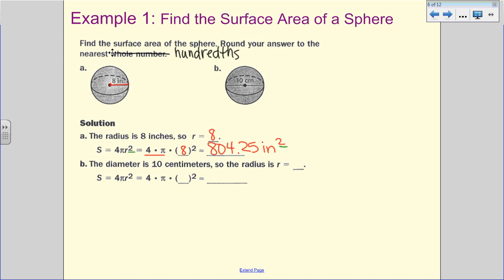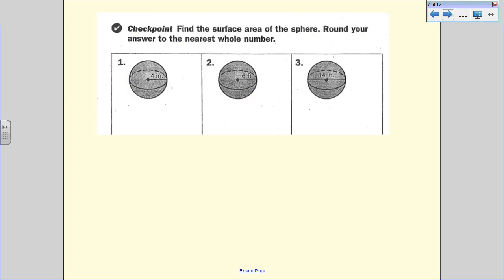All right, let's take a look at the next one. The diameter is 10 centimeters, so we're going all the way across in this diagram, but I only need the radius for my formula, so that means I want to use only half of that. So half of 10 is 5. So I have 4 times pi times 5 squared. If we do 4 times pi times 5 squared, we get 314.16, the 9 rounds it up. This is centimeters, so it's going to be centimeters squared. All right, so you guys had the checkpoint. I want you guys to do all of these now on your own.